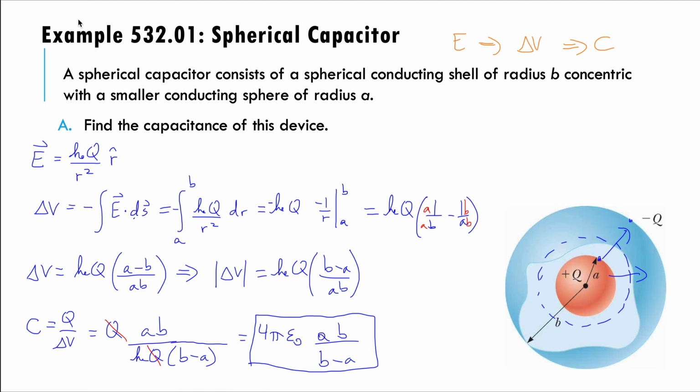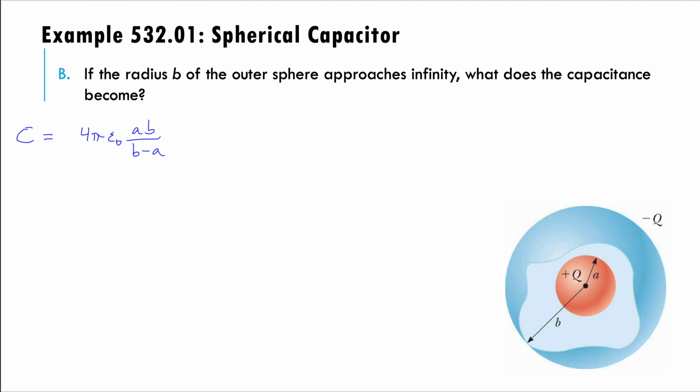And now we just have a quick follow-up here. Part b: if the radius of the outer sphere approaches infinity, what does the capacitance become? So I went ahead and wrote down the result that we just got. And now we want to take the limit as b, the outer radius, approaches infinity.